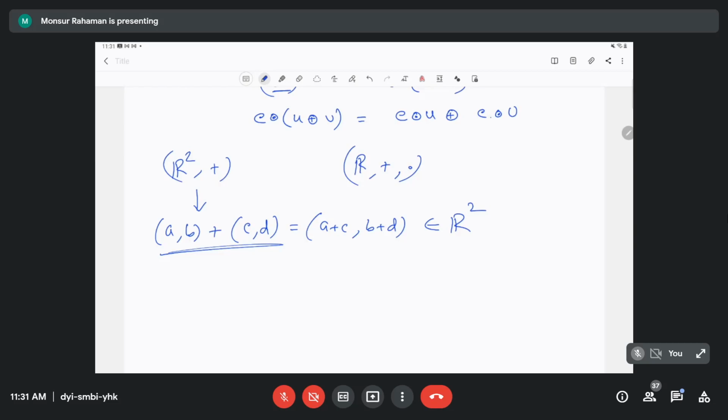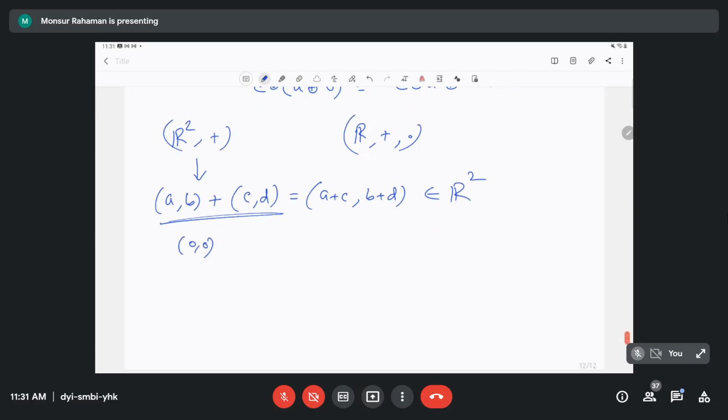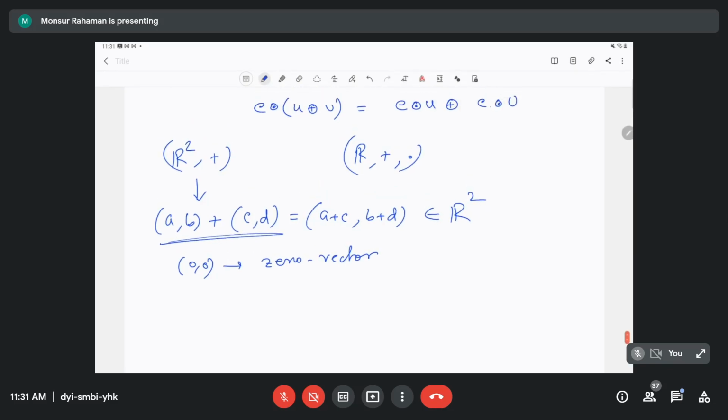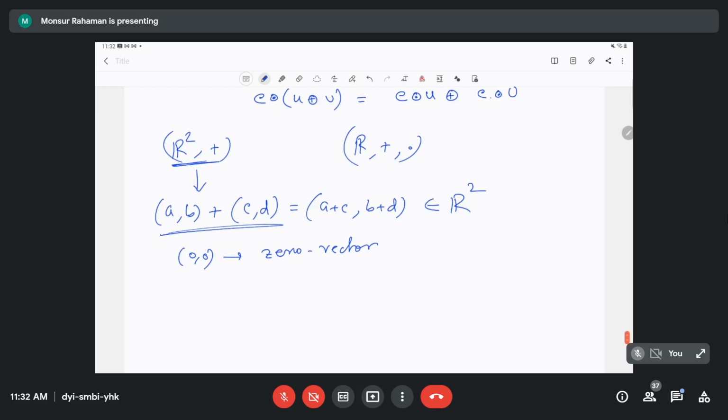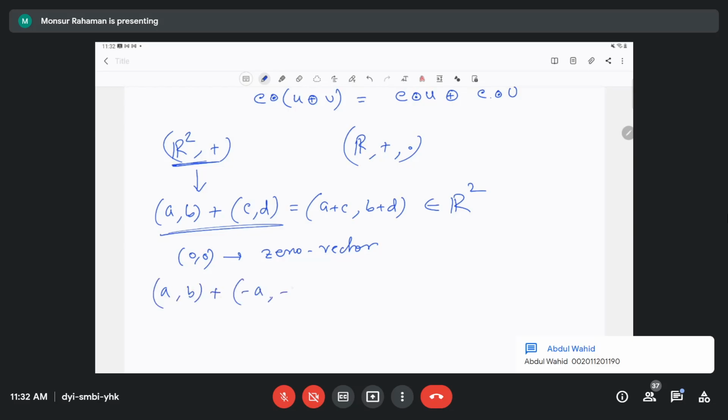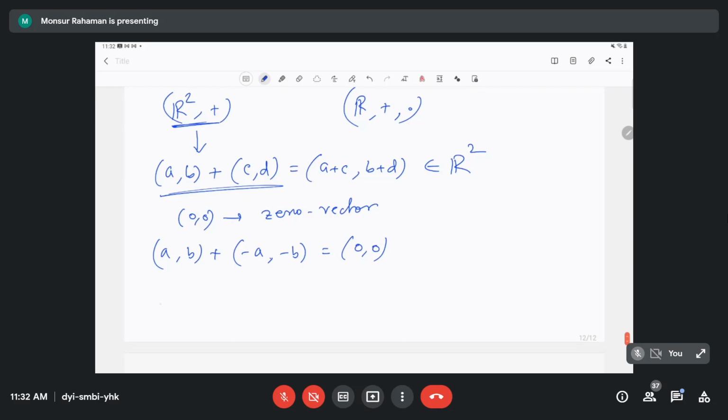And the associative property obviously is satisfied, and (0, 0) is the identity element, which we will call the zero vector. The identity element of that set is the zero vector, and it will satisfy the inverse element: minus A and minus B gives (0, 0). Also it will be commutative: (C, D) plus (A, B) equals (A, B) plus (C, D), because they give the same result.